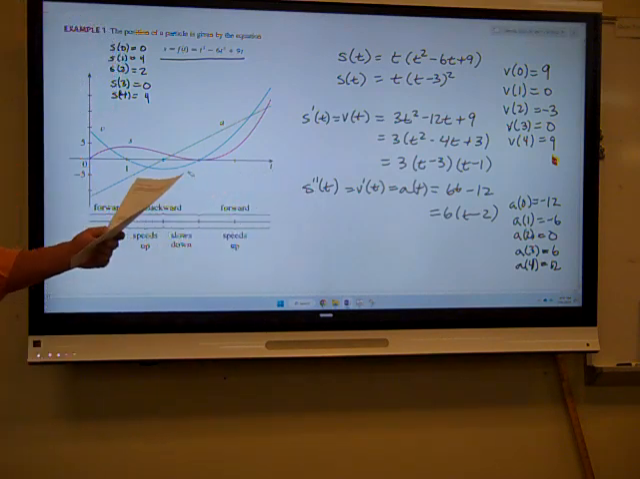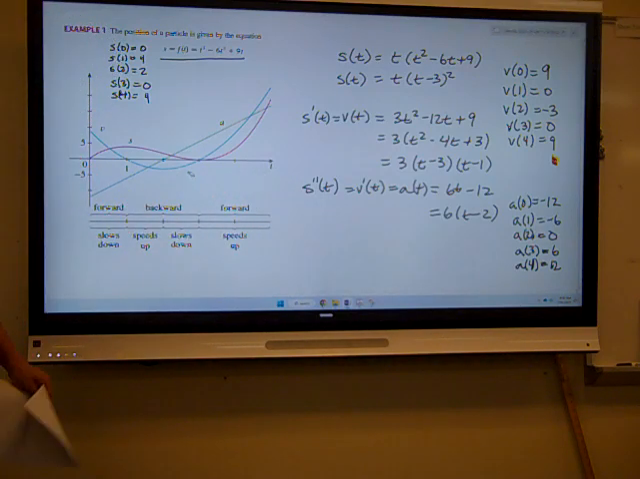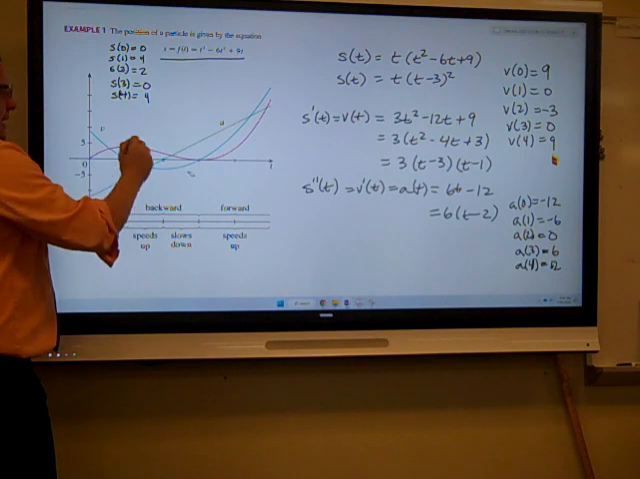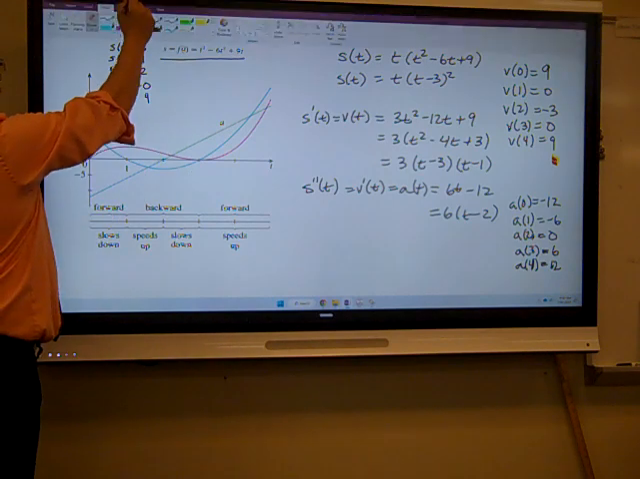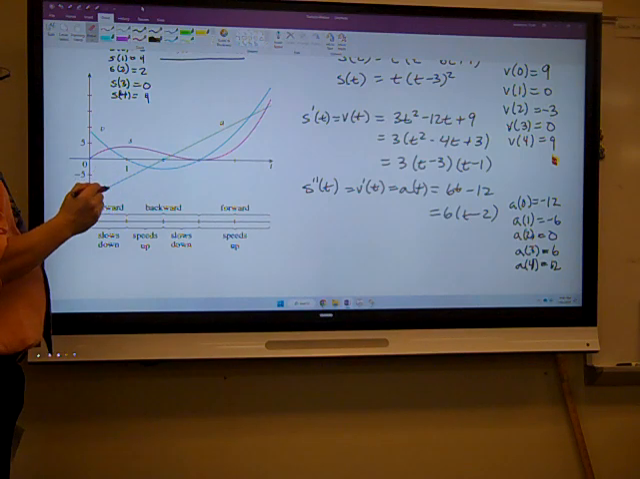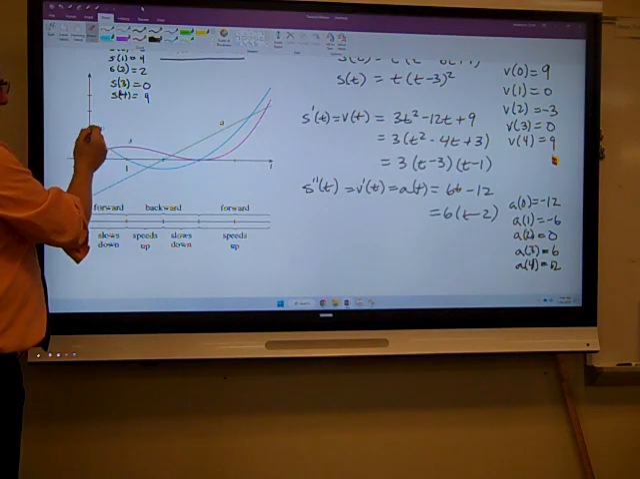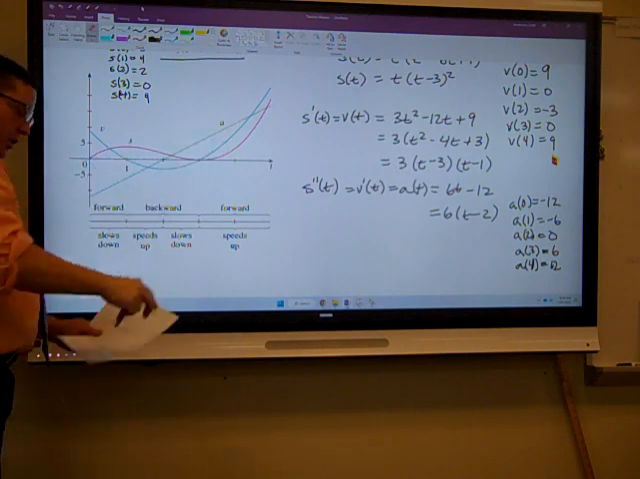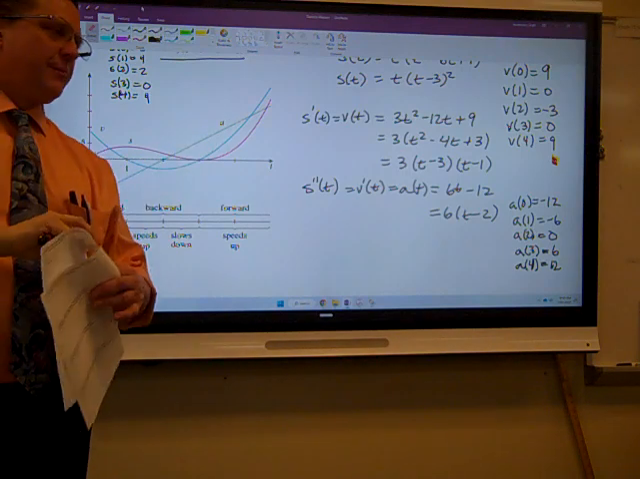When is the particle moving left and when is the particle moving right? Again, that's the same question. It's just a different wording, right? Moving left, moving right has to do with velocity. So it's moving to the right here, moving left, moving right. Just different words, same thing.